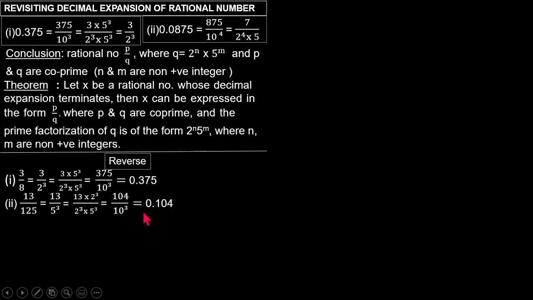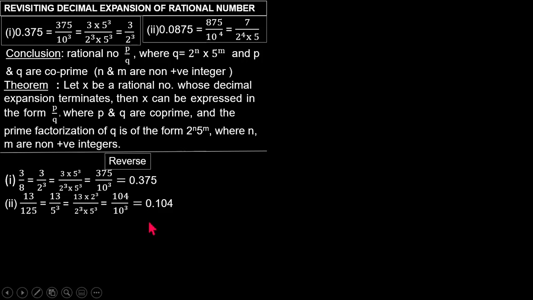Let us take one more example. 125 is 5 cube, so we multiply it by 2 cube so that we get 10 raised to power something. In the numerator also the same thing is reflected. 13 we multiply by 2 cube and get 104.